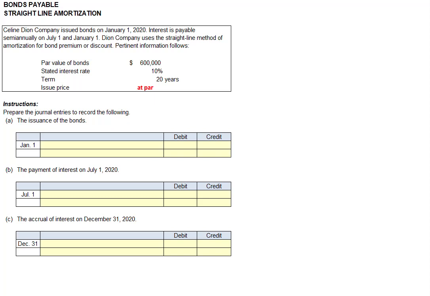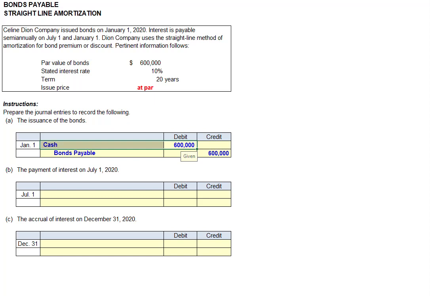We're told the par value of the bonds is $600,000. The stated interest rate, and again, that's the interest rate used to figure out the cash or coupon payment, is 10%. The bond has a 20-year term, and the price is at par. That means we'll receive an amount equal to $600,000 at the time we issue or sell the bonds. We always record bonds at their par value or face value. We are also at this time receiving $600,000 in cash. Both of those are given.